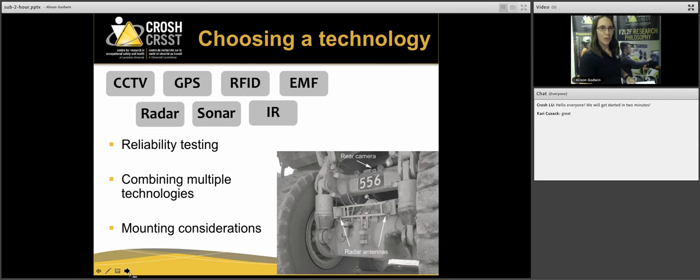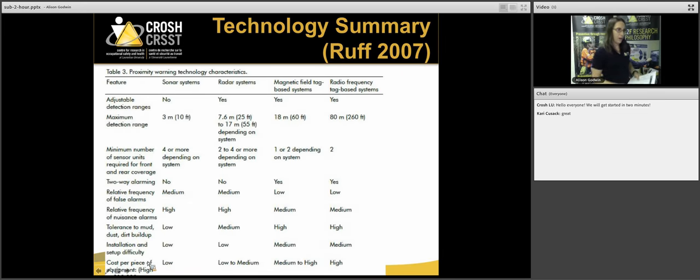All right, so for a good review on proximity warning technologies, you can look in the literature. There are several who have tried to sort of evaluate all of these devices. So you can see this particular chart is evaluating sonar systems, radar systems, the magnetic or field tag based systems, and then the radio frequency identification systems.